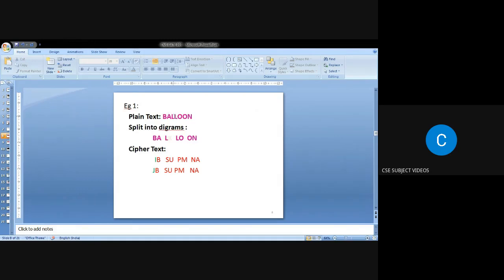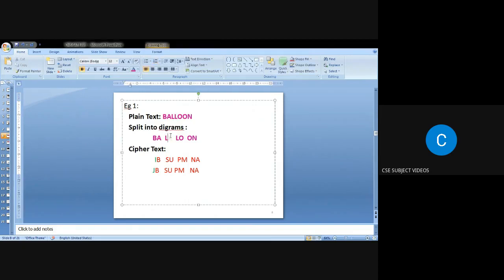Next, LL. Here LL is a repeated letter. If it is paired, the pair has two letters which are both the same. So what we have to introduce is the filler letter X. We have to put a filler letter between both the letters. So we make it LX.